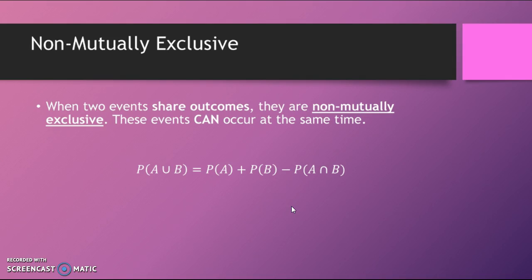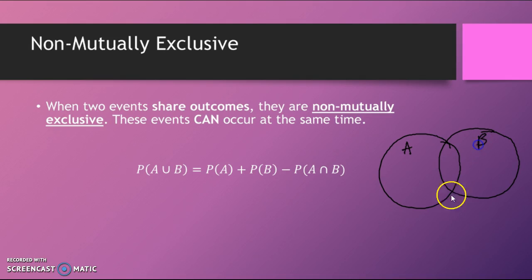Alright, next one: non-mutually exclusive. Now our two events have something in common. They are non-mutually exclusive and they can occur at the same time. So non-mutually exclusive events are going to have an overlap because you can get both. Now the problem with having that overlap is if I use my other formula of just adding the probabilities, A plus B, I end up counting that overlap in the middle twice, because I included it with A and I included it with B.